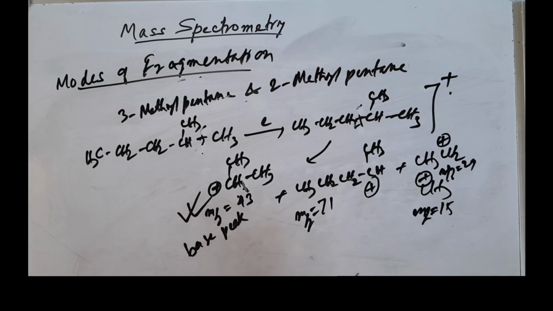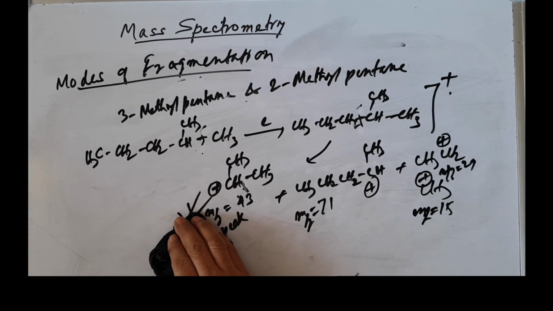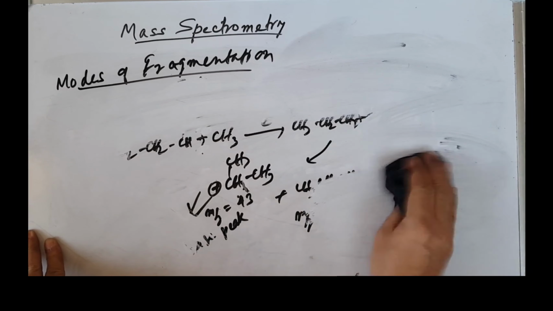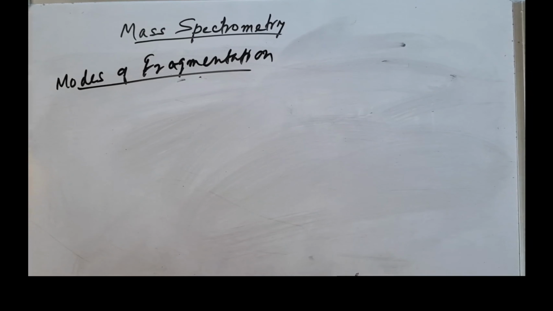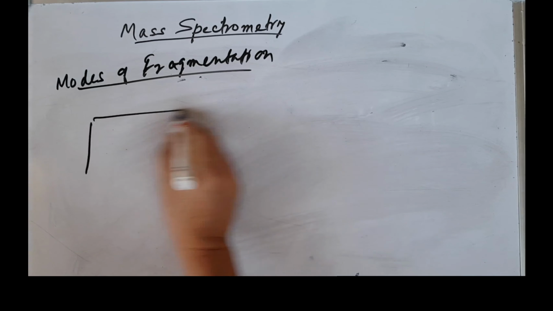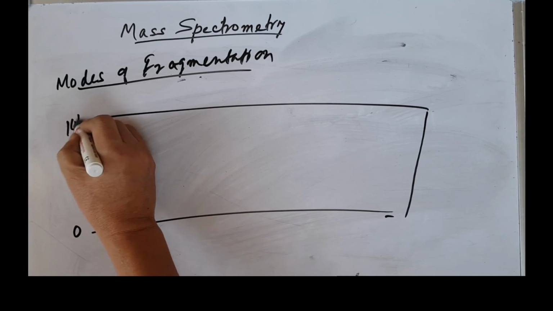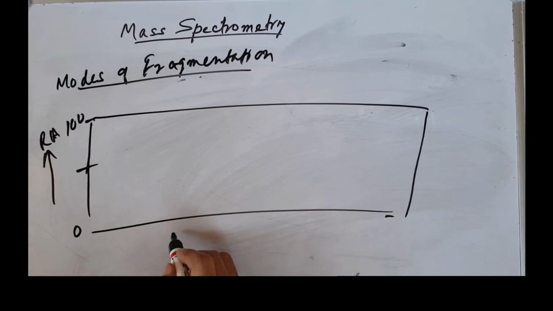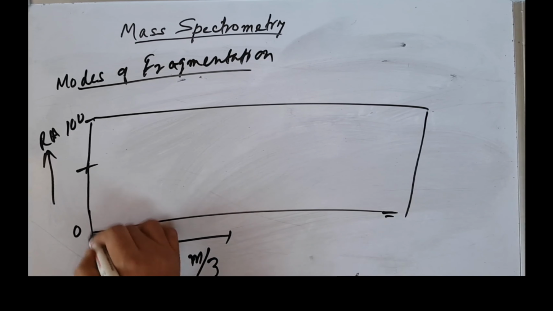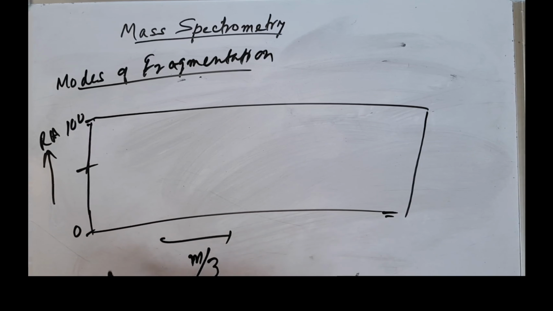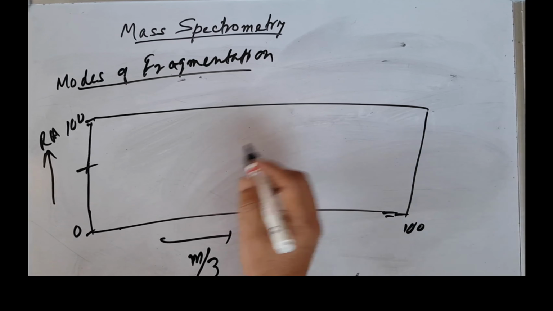So I will give the mass spectrum of these two. Let us compare how the mass spectrum takes place: the mass spectrum of 3-methyl pentane and 2-methyl pentane. So this axis is 0 to 100, relative intensity, and this is the m/z value. So nearly 100, okay, let's say 100. 86 is the molecular ion.